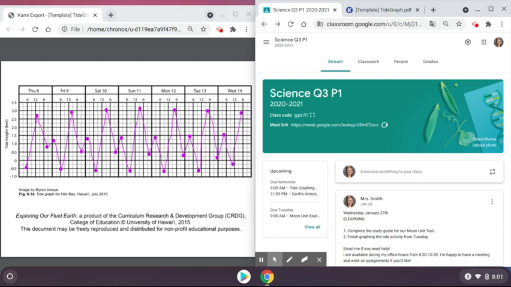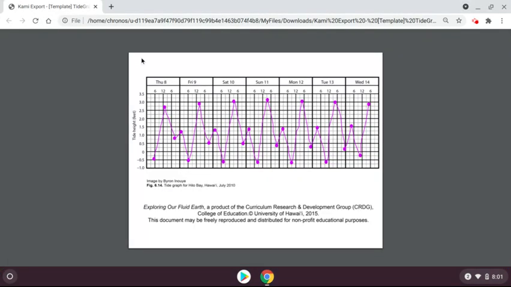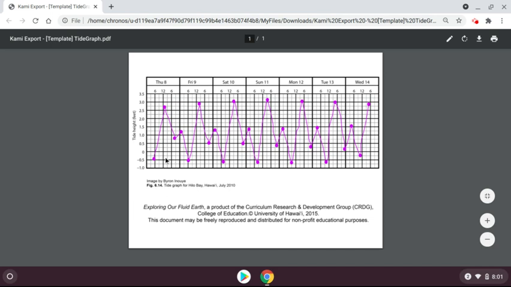Today, what we're going to do is answer the questions that go along with our tide graphing activity from the Hilo Bay tide measurements that we looked at on Tuesday. So I have my graph pulled up. If you have this on paper, you're going to want to make sure you have that out. If you have it online, go ahead and make sure that that is open.